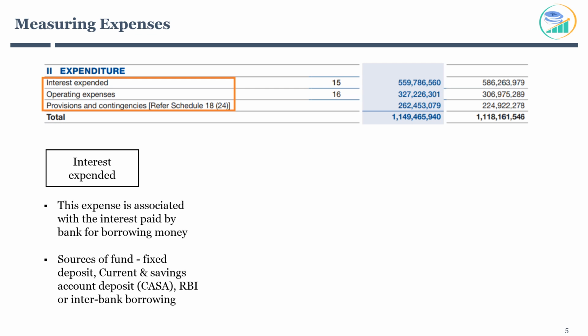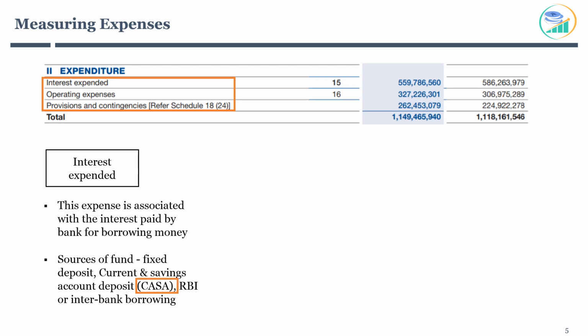In the previous section, I talked about how a bank generates capital from various sources. It includes deposits by people and companies, borrowings from the central bank like RBI and so on. This line refers to the interest paid to deposit account holders. The deposit could be in the form of fixed deposit, current and savings account deposit. Deposit under current and savings accounts is called CASA deposit.